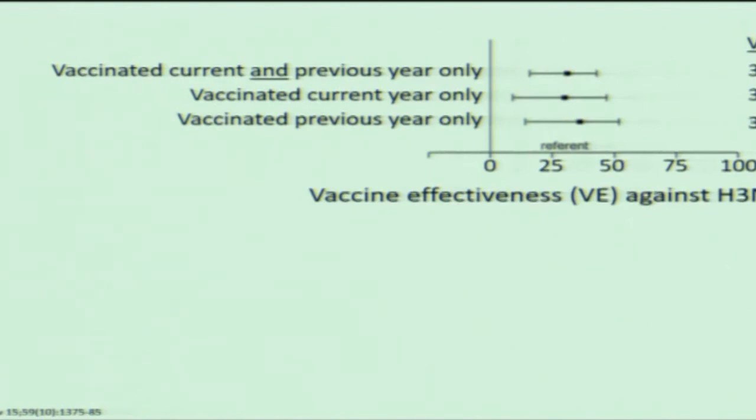So here they basically just compared if you got flu shot this year and last year, or just last year. And you can see that the vaccine effectiveness estimate was actually pretty similar for all 3 groups. So this doesn't really support the hypothesis that I've just been trying to sell you. But then they broke down this data a little bit more by looking further back and seeing what was their vaccination history over the last 5 years.